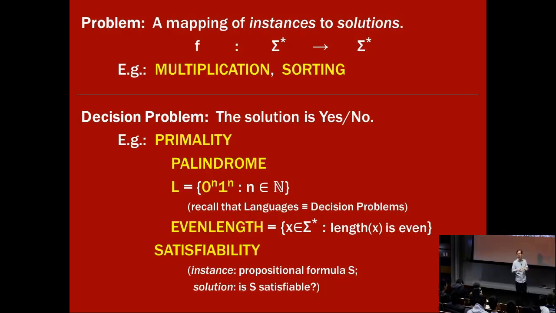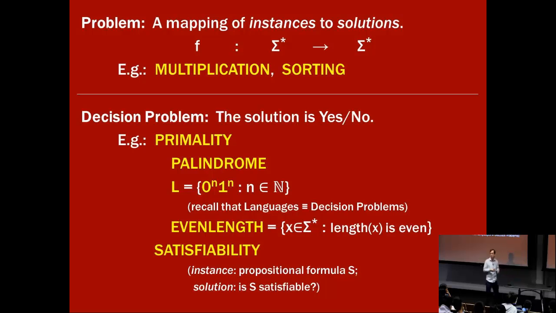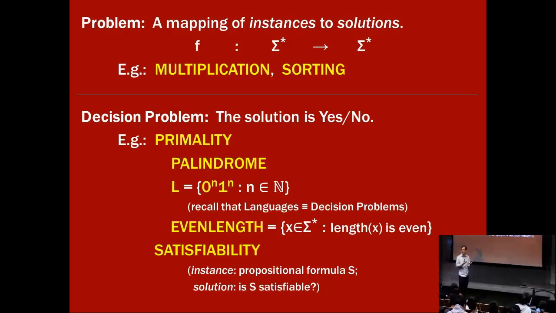And I'd like to remind you that in the case of a decision problem, you can also think of it as equivalent to a language. Remember, a language is a set of strings. And given a decision problem, the corresponding language is just the set of all strings that are yes inputs. Or conversely, if you're given a language, you can think of it as a decision problem where the input is a string and you're trying to decide if that string is in the language or not.